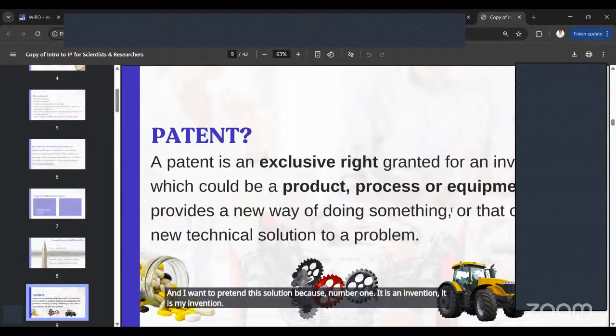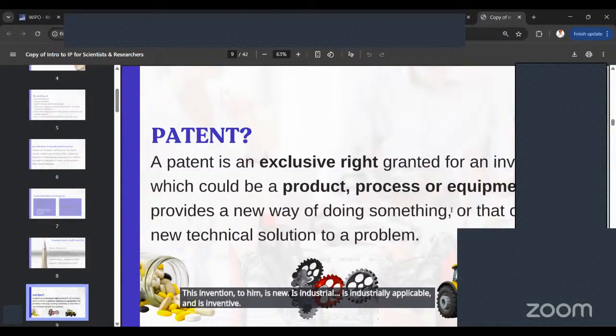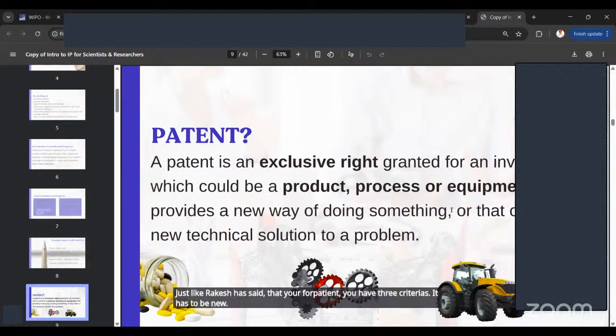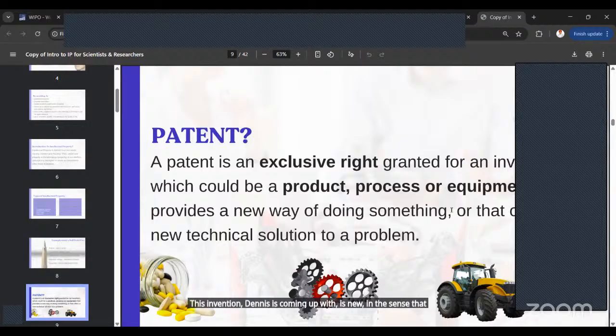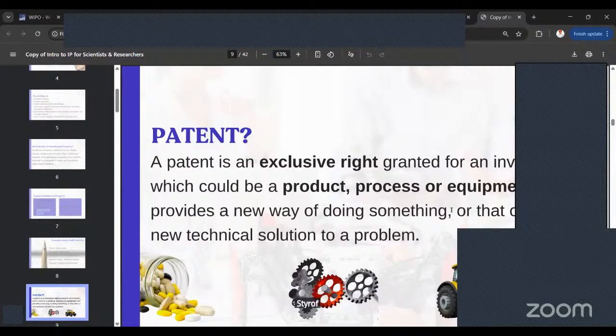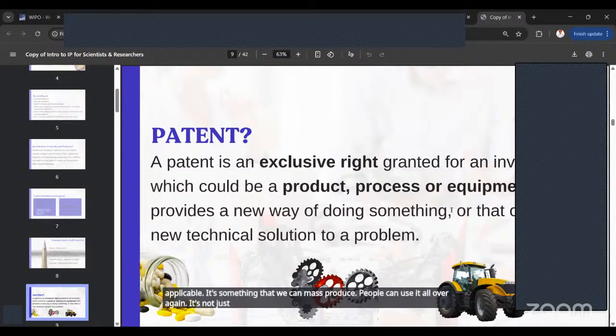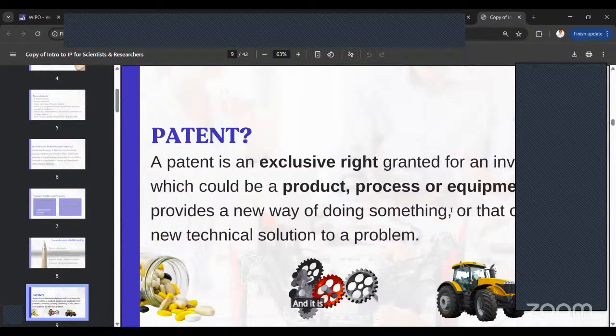This invention, to him, is new, is industrially applicable, and is inventive. Just like Rakesh has said, for a patent you have three criteria. It has to be new. This invention Dennis is coming up with is new in the sense that it's a packaging material that is biodegradable. It's not going to litter the floor and give you the same issues we had with styrofoam. So in that case, let's assume that is new. It's industrially applicable. It's something that we can mass produce. People can use it over and over again. It's not just something that only one person will use. And it is non-obvious. If you put A and B together, you can't simply arrive at this solution. Then that's a good thing.